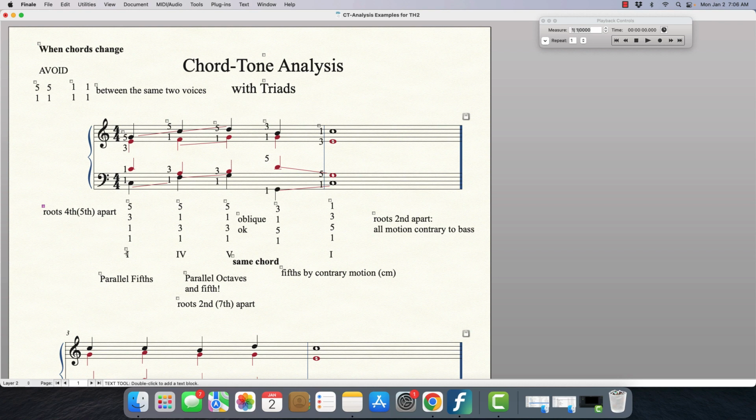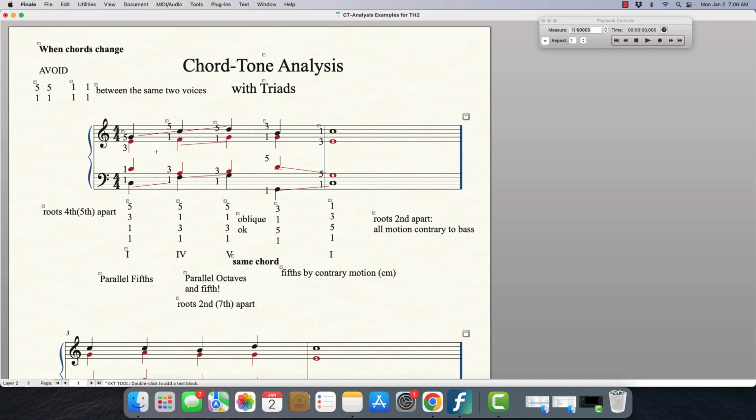And so when we're part writing, the first thing is remember our root relationships, okay? And this is going to actually be useful even when we start talking about inverted chords, which we will soon start talking about. But anyway, that's the problem. So the first one, we see 1, 5, and 1, 5 between the same two voices. So that's parallel fifths. And we can't do that.